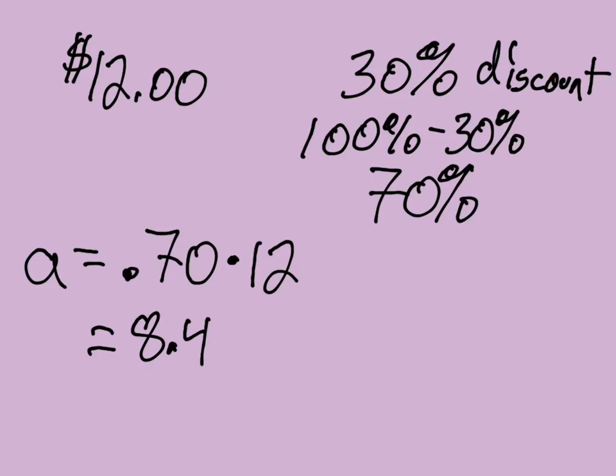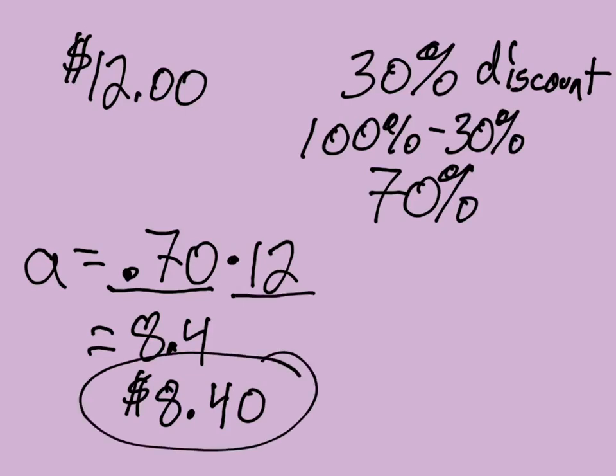Well, it's money, so we use $, and we round to the nearest penny. So we have $8.40. So a $12 item, 30% discount, you are paying 70%. So we found 70% of $12, which gives us $8.40.